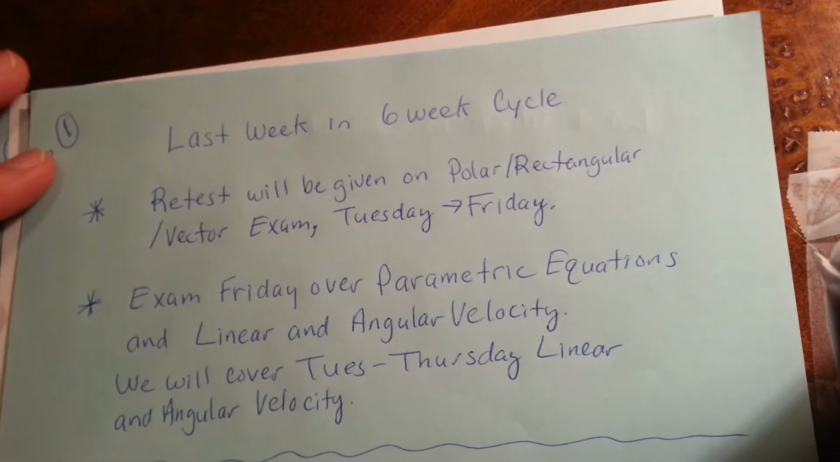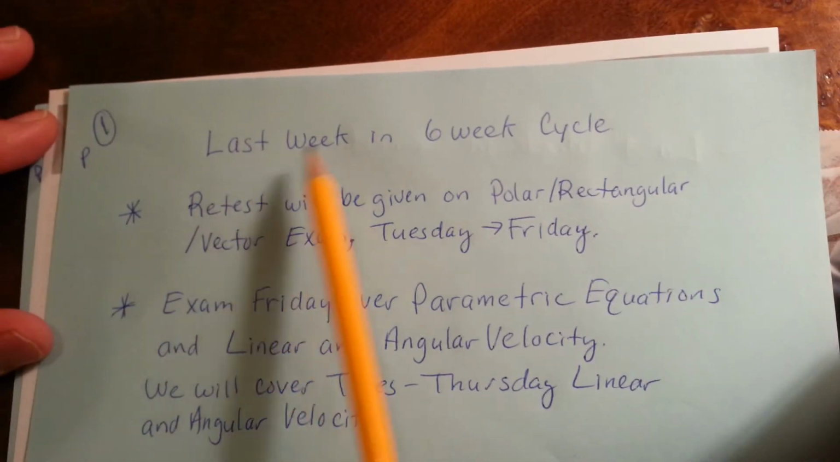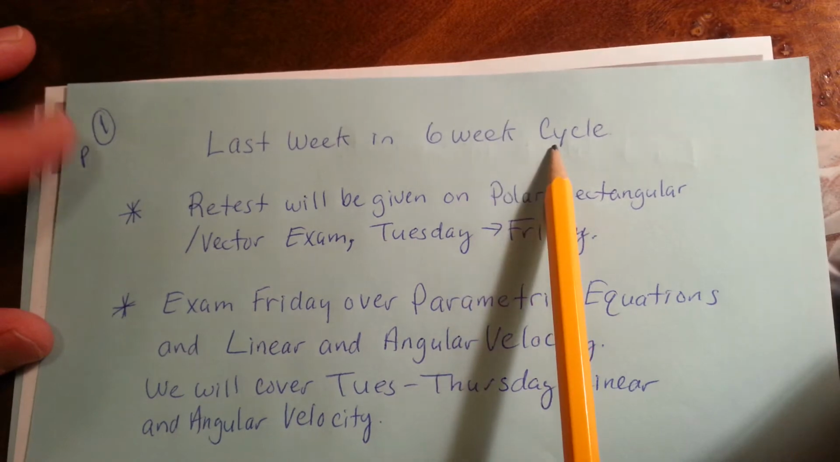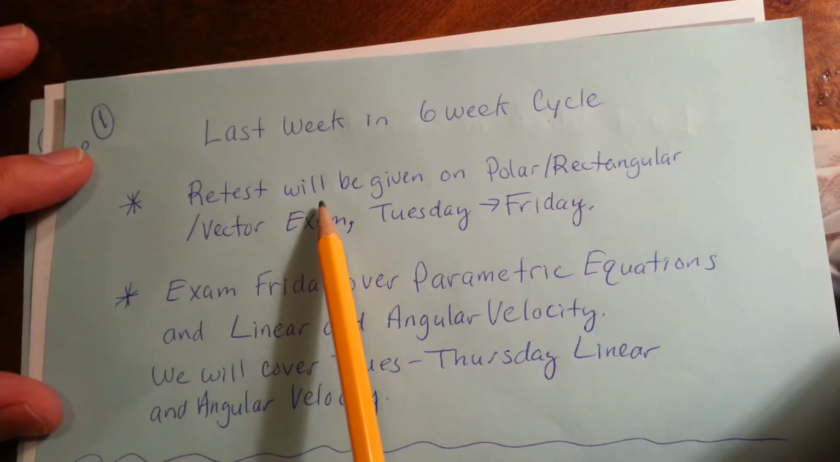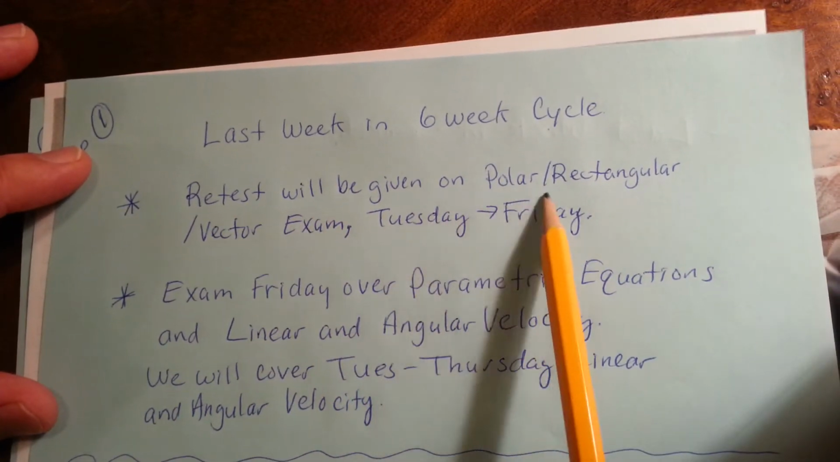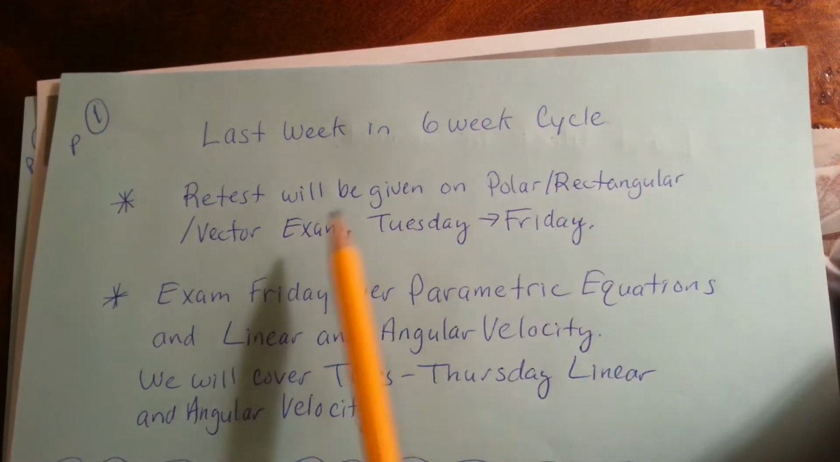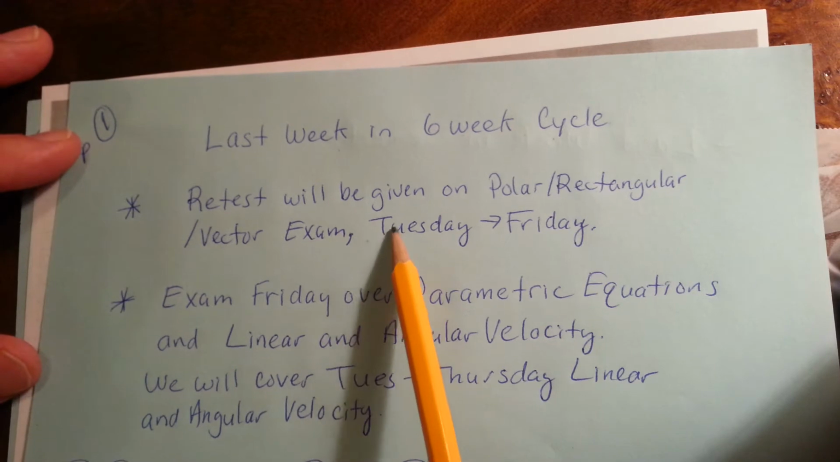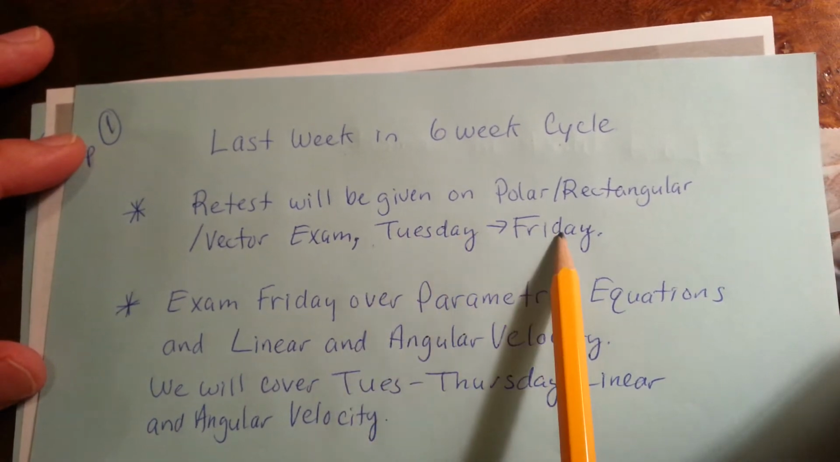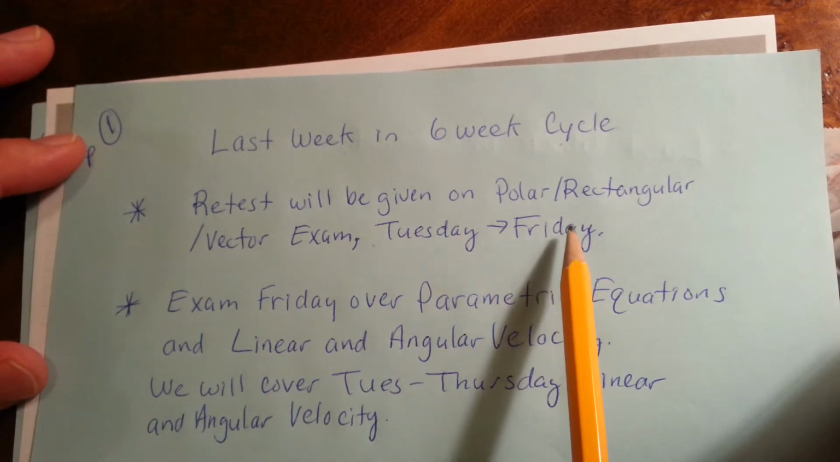Okay, this week is the last week in the 6-week cycle, okay? I'll be giving a retest. A retest will be given on the polar rectangular vector exam, which was the multiple choice test. You have Tuesday through Friday to come in and take a new test.